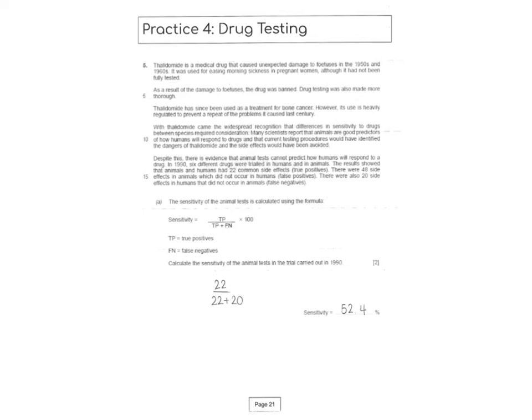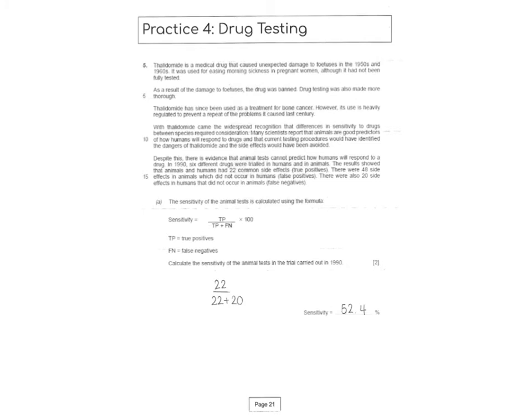Despite this, there is evidence that animal tests cannot predict how humans will respond to a drug. In 1990, 6 different drugs were trialled in humans and in animals. The results showed that animals and humans had 22 common side effects, and there are 48 side effects in animals which did not occur in humans. There were also 20 side effects in humans that did not occur in animals.